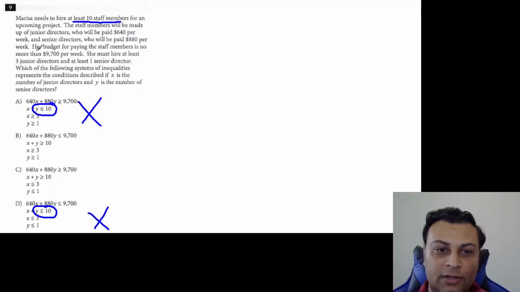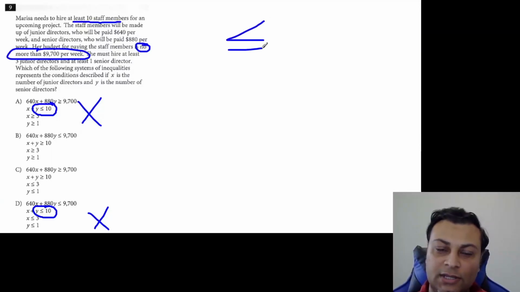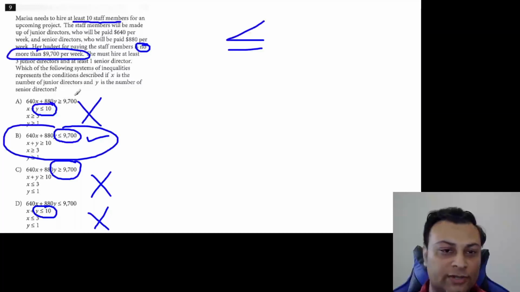Okay. Her budget for paying the staff members is no more than $9,700. No more than looks like this. No more than, so at most. This one says at most $9,700. That's good. This one says at least, and that's bad. So the answer is B. There's no need to look any further.